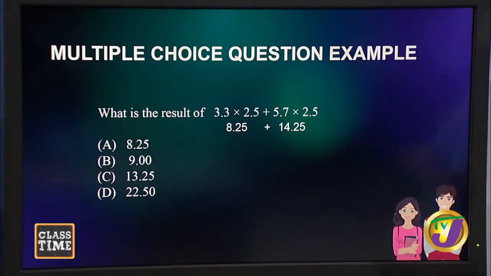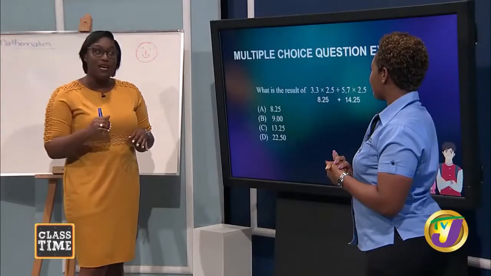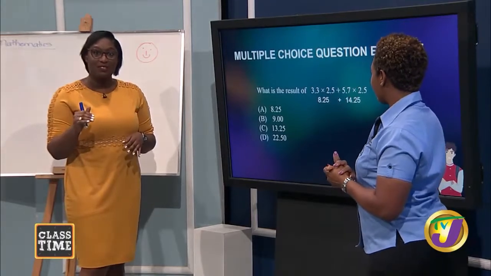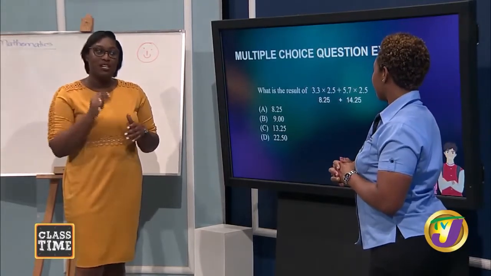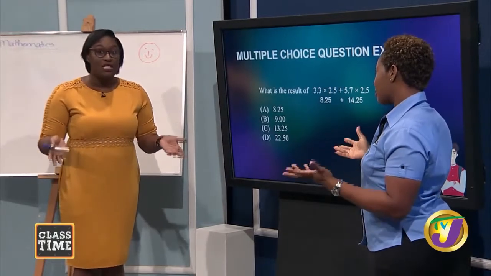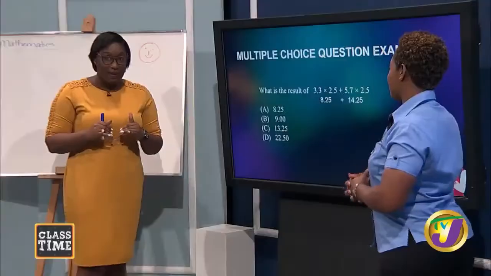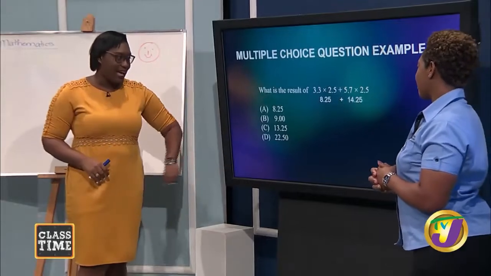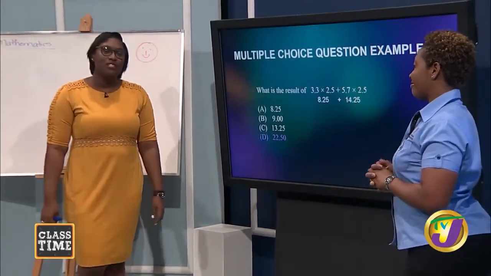We are eliminating some of our responses. Then we can check back by doing the math and the addition, and we know that 8 plus 14 will give us 22. We just check it back. So, guys, our answer is 22.50.